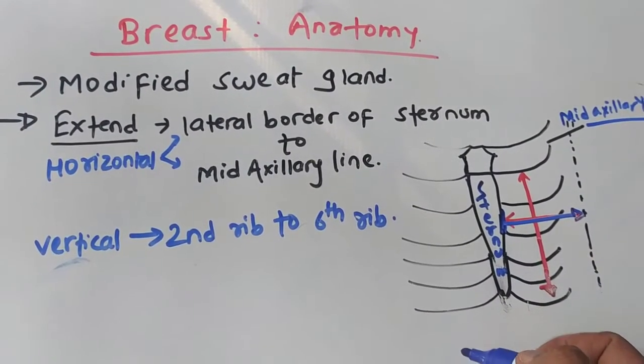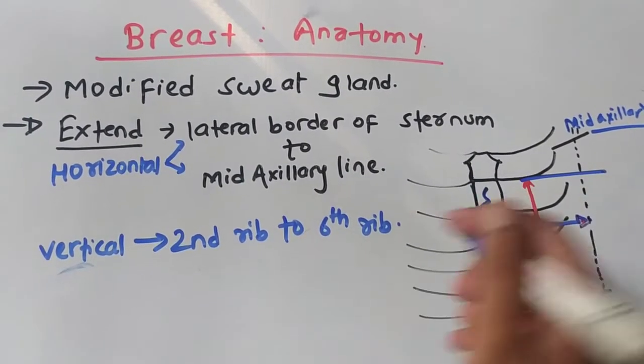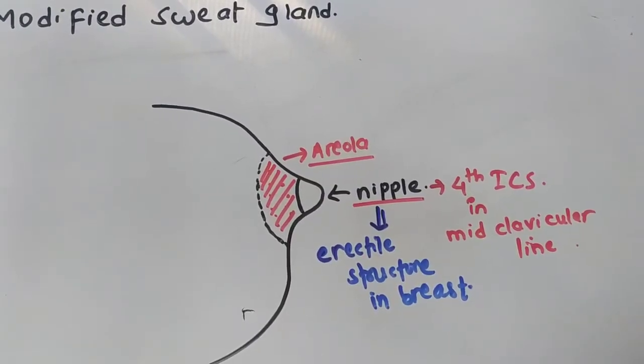Now what is the vertical extent? The breast lies from the second rib to the sixth rib. So the second rib to the sixth rib is the vertical extent of the breast. Now let's talk about the parts of the breast.